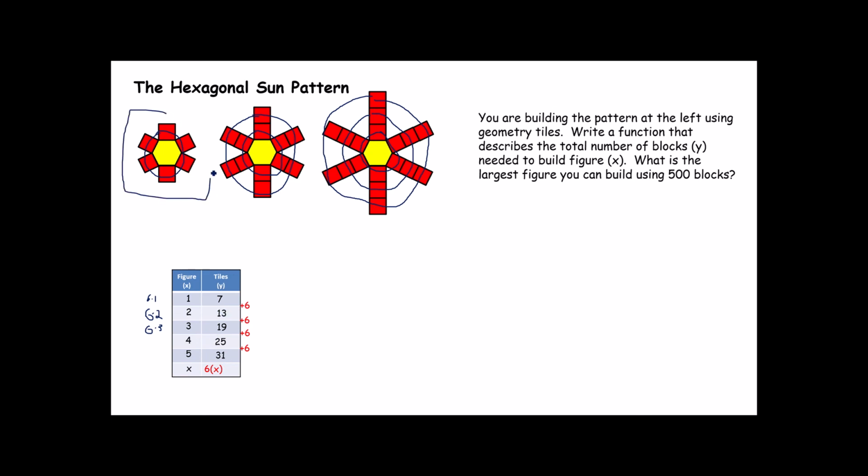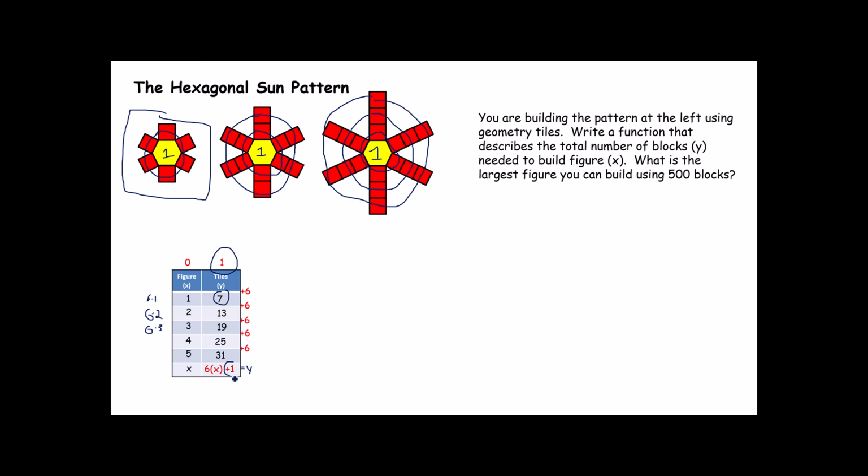Why is it that when I take one set of 6, that's not the number of tiles needed? Well, because you have this one yellow tile in the middle. What this pattern is saying is that we are going to add a circle of 6 squares every time, but if we think backwards and ignore those 6 red tiles, there's always one extra yellow tile in the middle. We could call this y equals 6 times x plus 1.